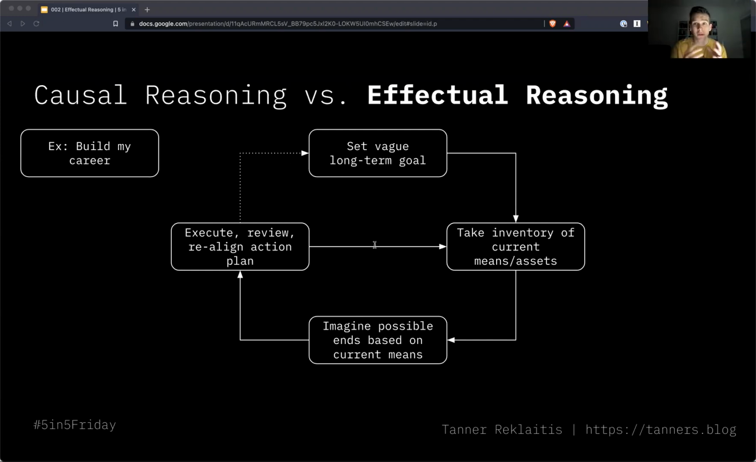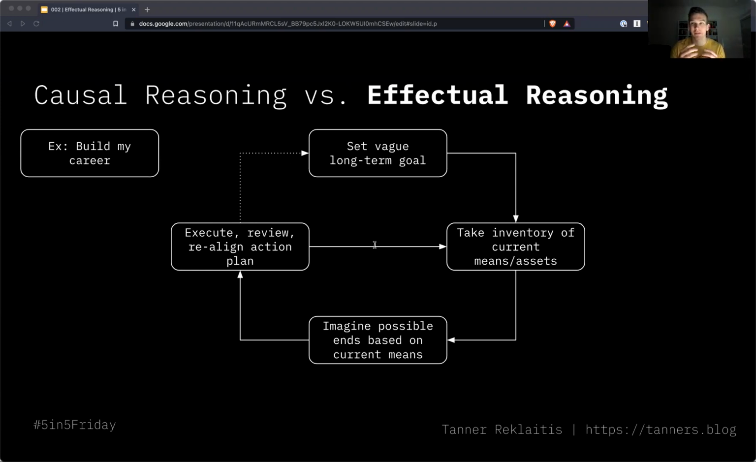So how you do this, right? This is a great example of how to use effectual reasoning, building your career. You're like, I don't know what I want to do. I mean, personally, this can be a very tough question when somebody asks me because I'm like, I don't know, I'm 27 years old. I don't know what I want to do. I'm just doing what I'm currently doing.